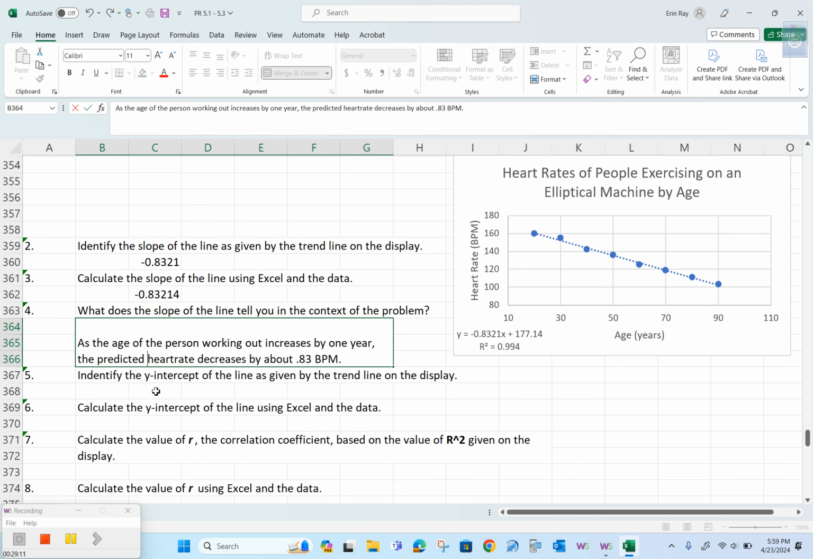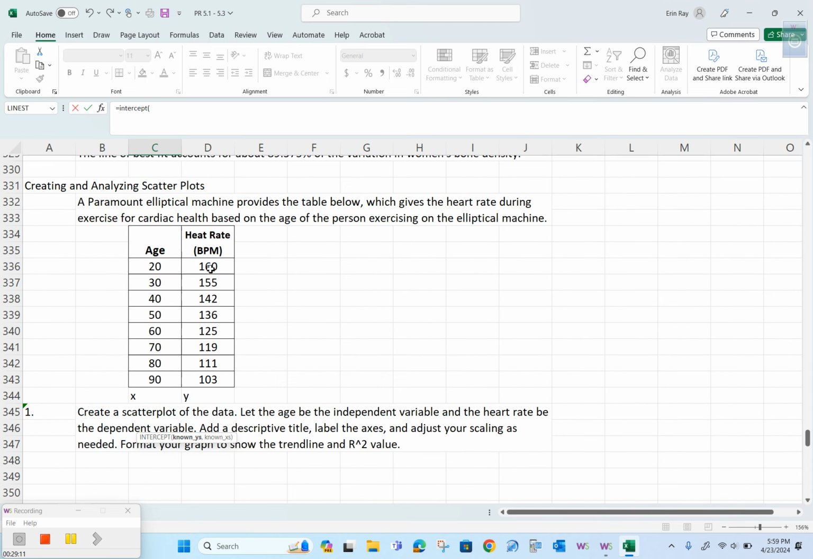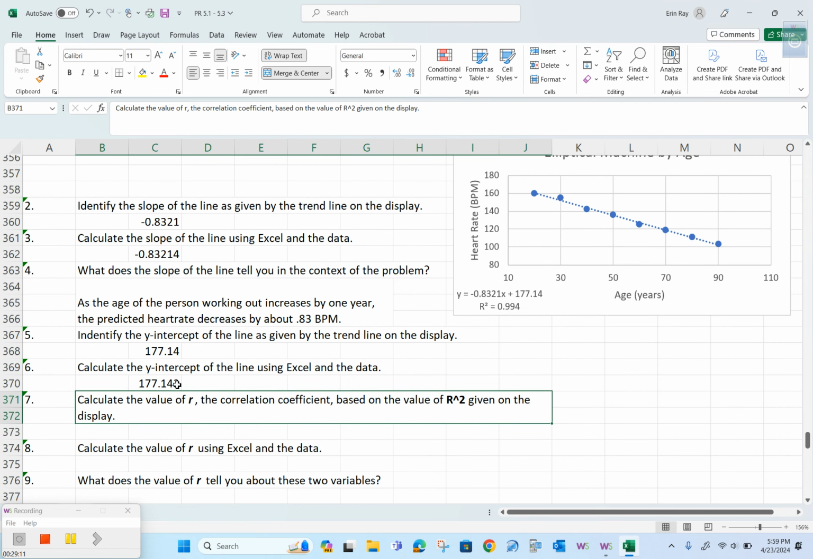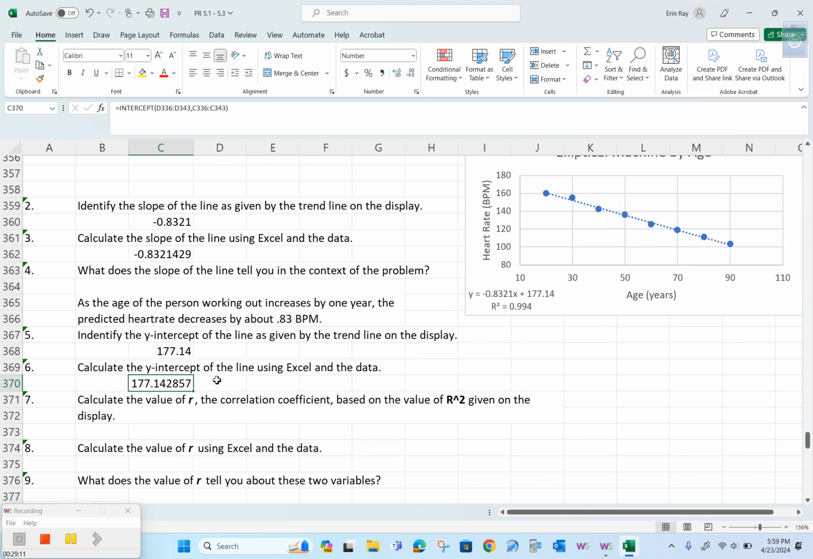The y-intercept that was given to you was 177.14. If we calculate that, it's equals INTERCEPT, known y's first, comma, known x's, and it adds extra decimal places. You can even add more decimal places, so remember this is more accurate than the one on the picture, because if we're doing cell select, it's going to get all of those in place.